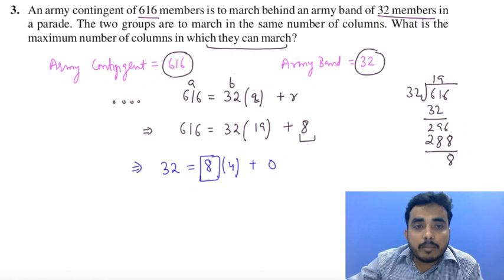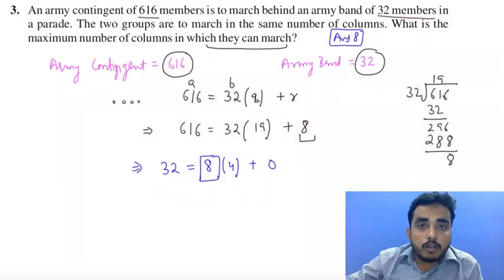So the maximum number of columns in which they can march is 8 columns. So our answer to this question is 8. I hope students you are pretty clear about this. Now let's quickly move to question number 4.